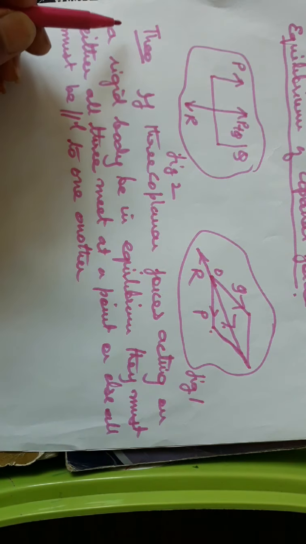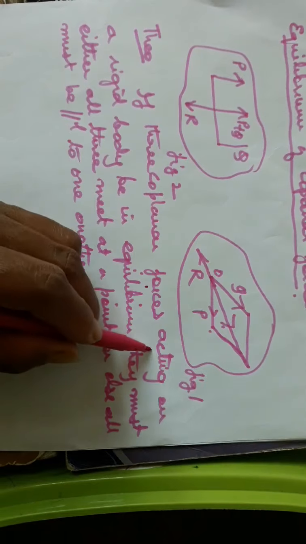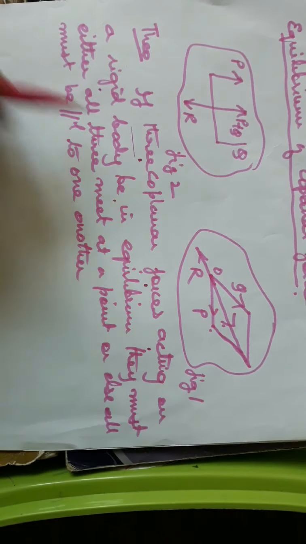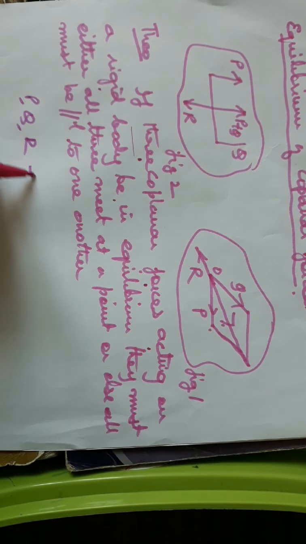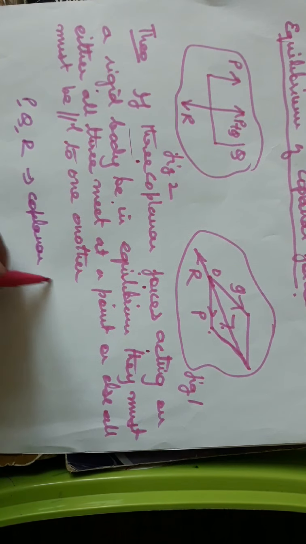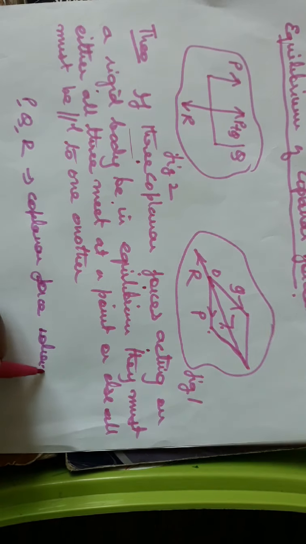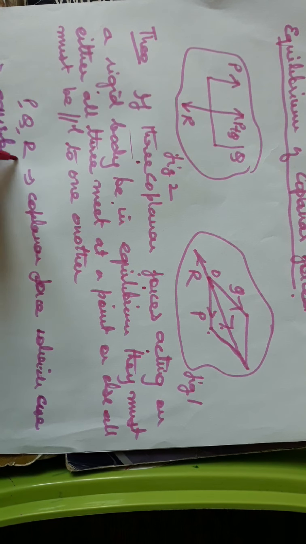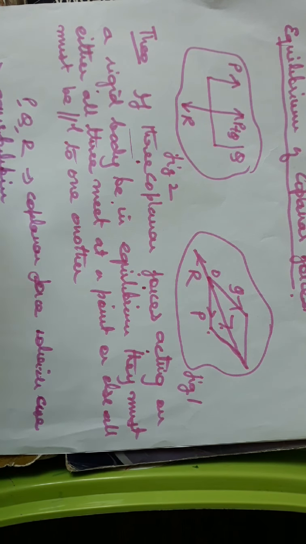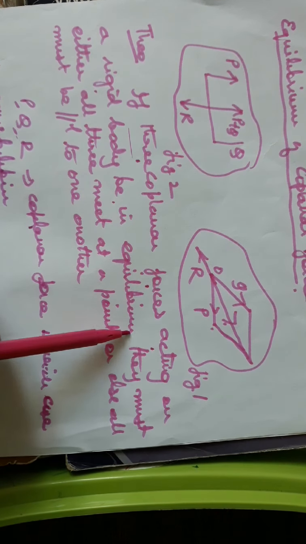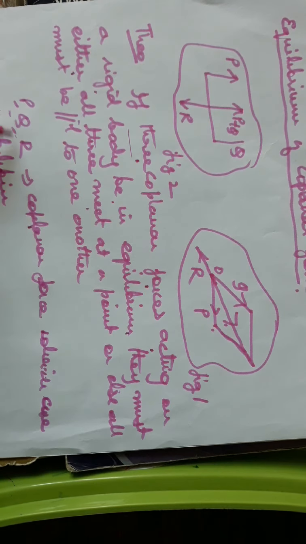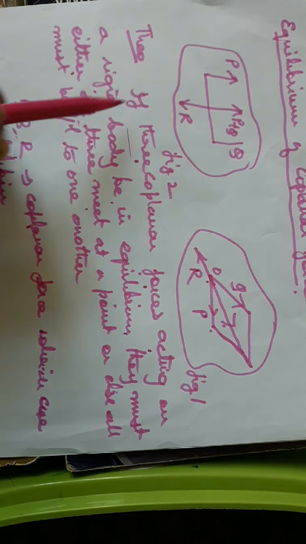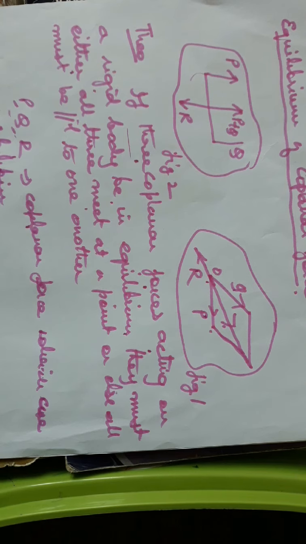So there is a theorem you see from the notes. If you have three coplanar forces, meaning forces acting on the same plane, acting on a rigid body, say P, Q, R, which are in equilibrium, then by this theorem they must either all three meet at a point, like in this case P, Q, R, or they must be parallel to one another. So let us see here how they prove it.